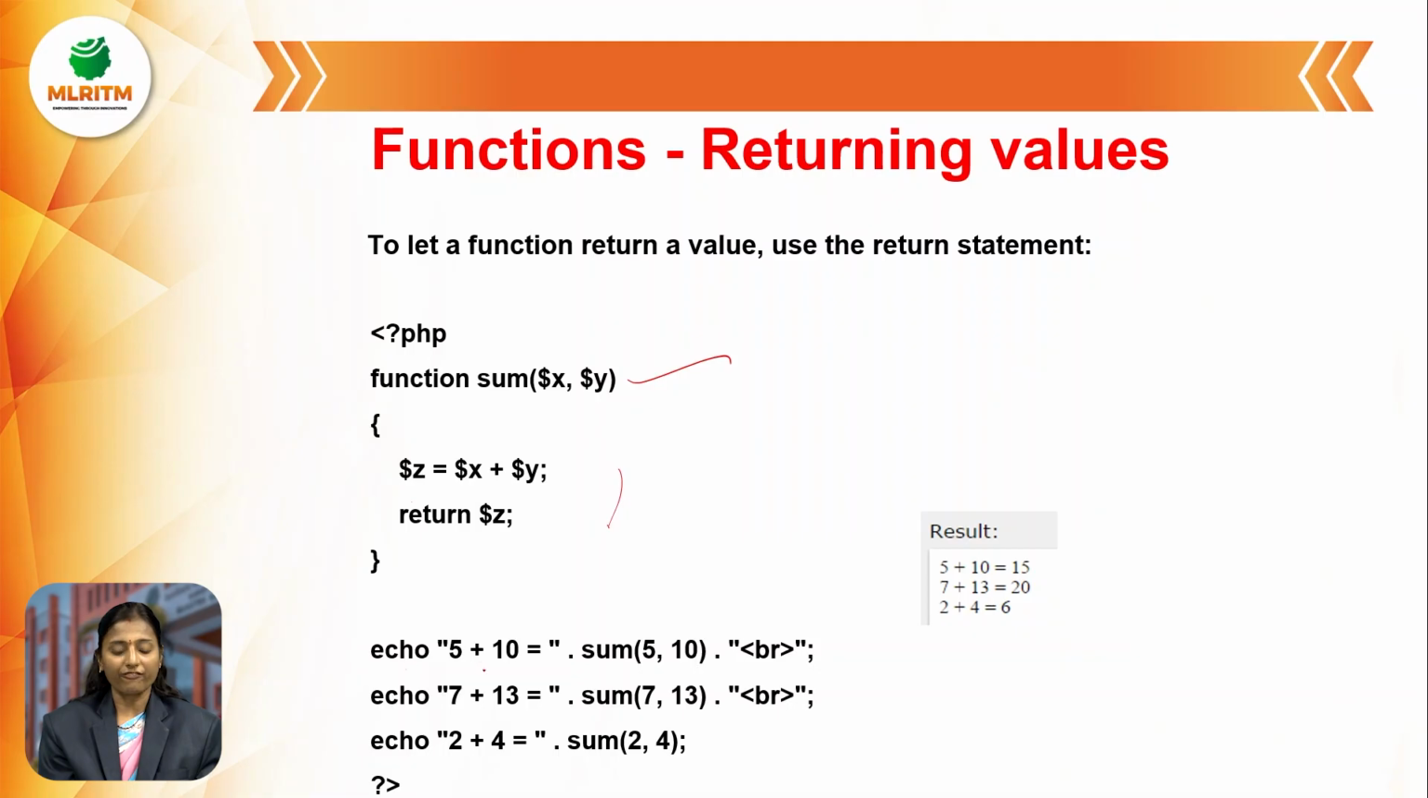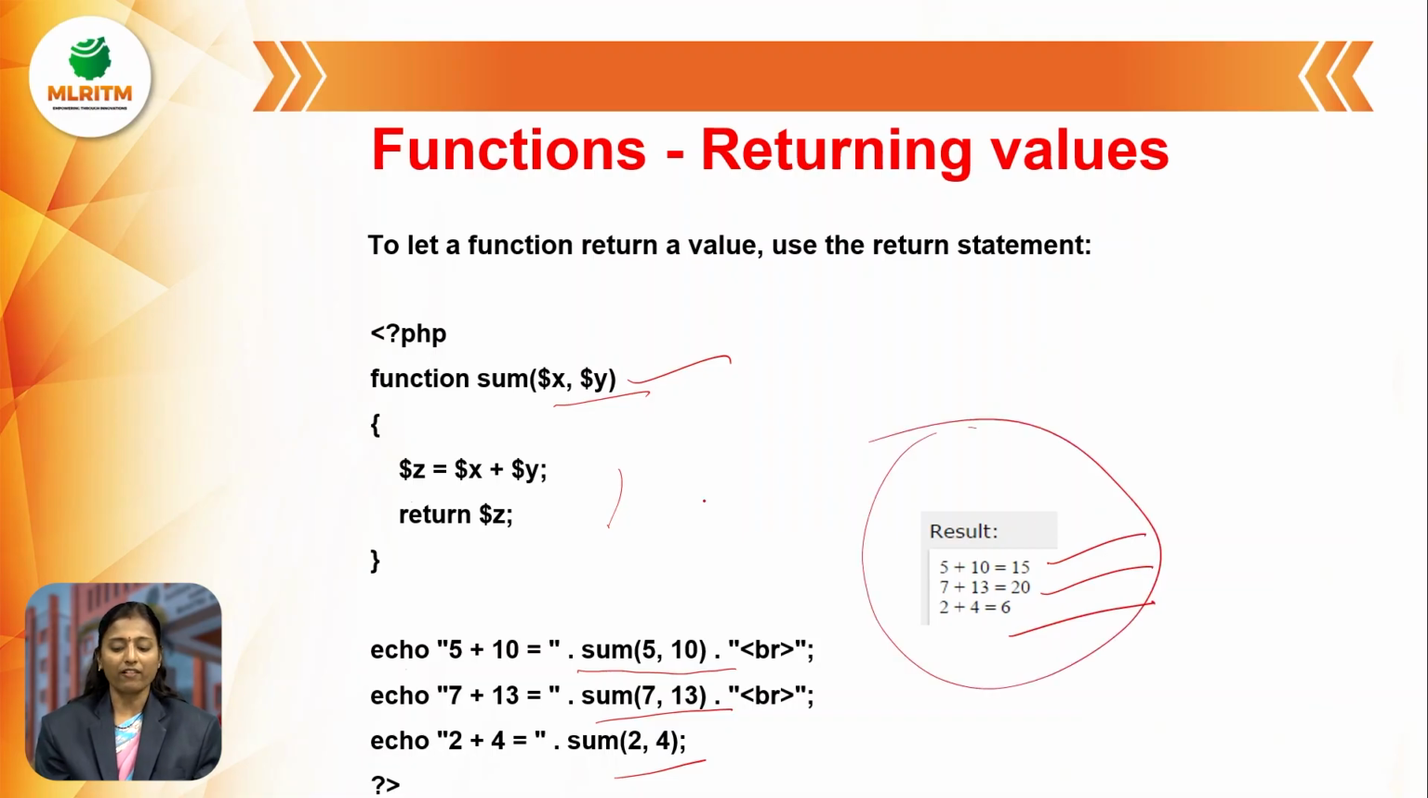Then echo 5 plus 10. The variable values have been given. sum(5,10), then sum(7,13), sum(2,4). Here the sum we can write in this format also: sum, bracket open, 5 comma 10. Okay. The result will be 15, 20 and 6. This is how returning of values can be done. That is a function returning values by using a return statement.